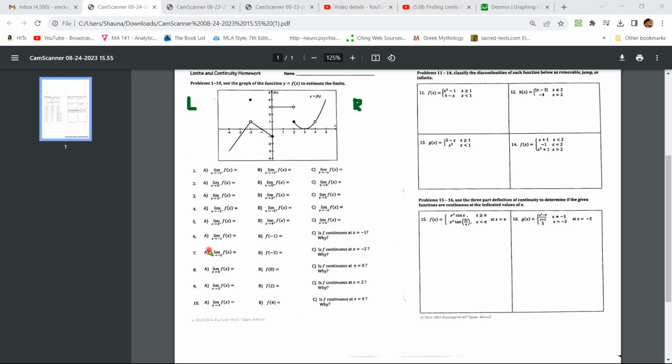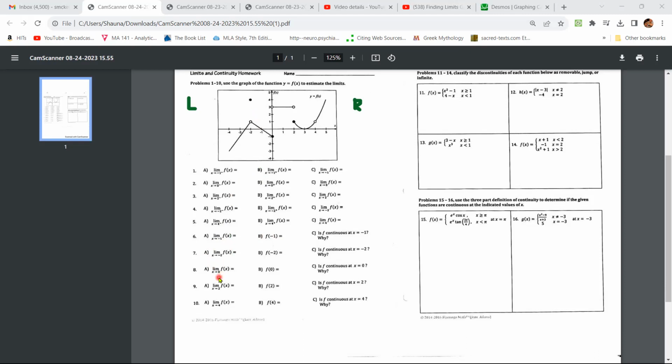Because why? What's it called again? The word for f of x, value. Okay, so this is how you say it. Because the value of the limit, which was 1, is not equal to the value of the function, which is 4. Value of the function. Got it. Good job.